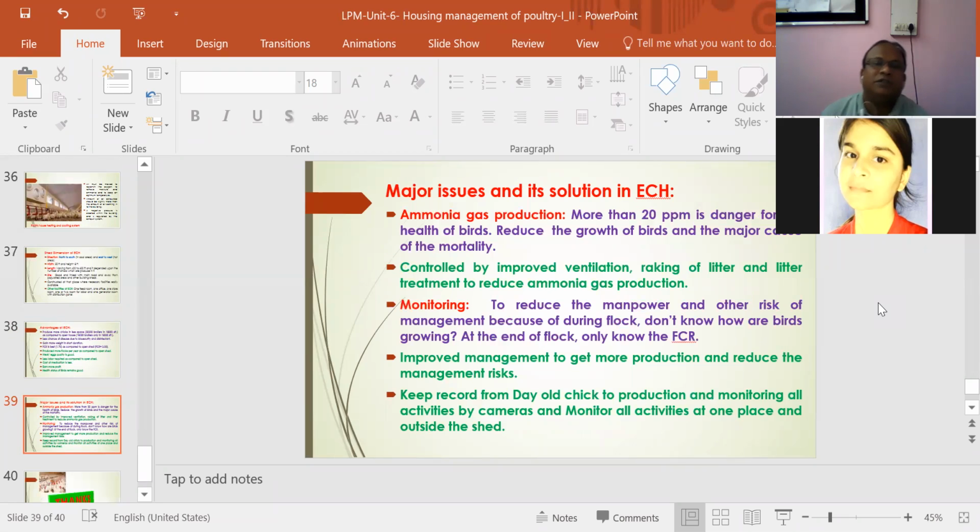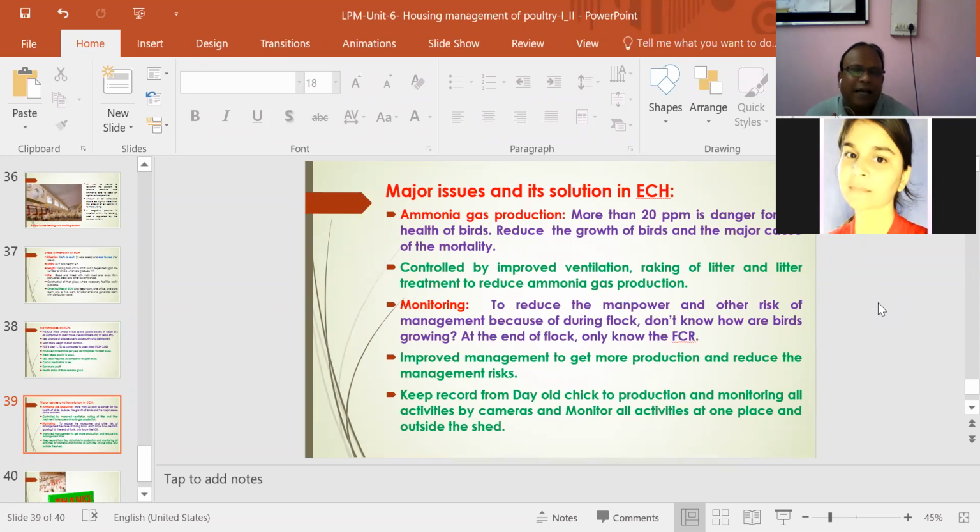Next is major issues and their solutions. We are seeing that everything is good in the environmentally controlled poultry house, but there can be some issues. For example, ammonia gas production. If ammonia gas in the shade is more than 20 ppm, it is a danger for the health of birds, because it reduces the growth rate and egg production and causes high mortality of the birds.